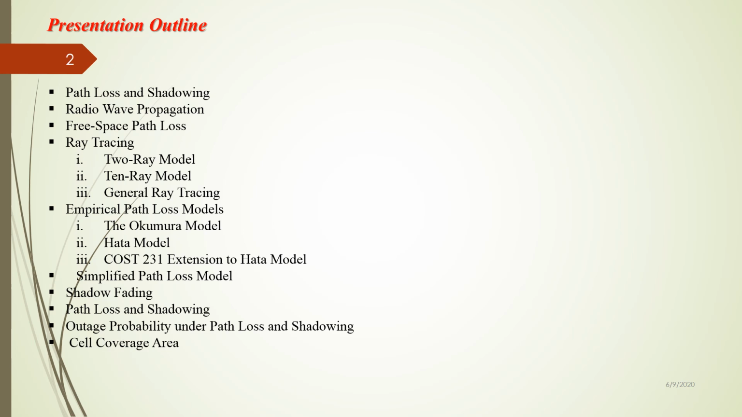Then I will explain the outdoor propagation models, that is the Okumura model, Hata model, and COST 231 extension to the Hata model. Then I will explain the simplified path loss model, then shadow fading, then the outage probability under path loss and shadowing, and then the cell coverage.